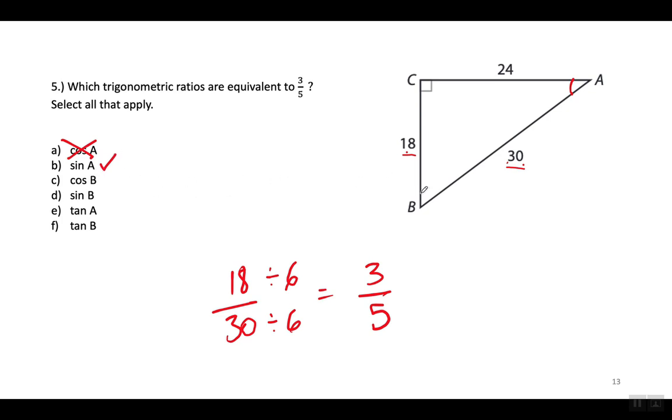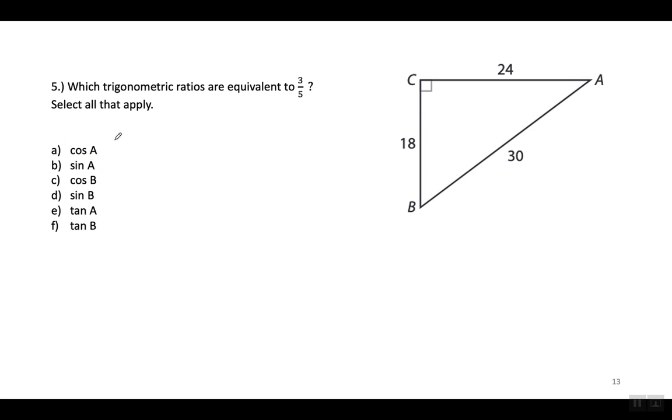How about the cosine of angle B? If we look at it from the point of view of angle B, cosine would be the adjacent side, which is 18, over the hypotenuse, which is 30. That one works. How about the sine of angle B? The sine of angle B would be the opposite side, which is 24, over the hypotenuse, which is 30. That does not work. By the way, let me just write them here real quick so you can see what I'm saying. Cosine of A would be 24 over 30.